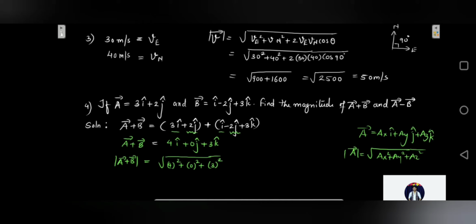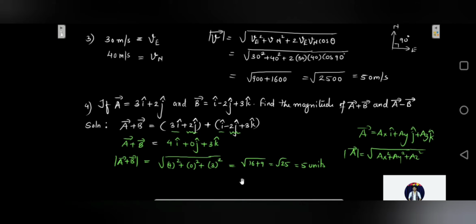Okay. So now let's find out. This is going to be root of 16 plus 9. It is root of 25. So what is going to be the magnitude here? Magnitude is going to be 5 units.